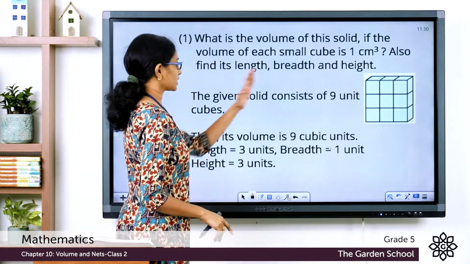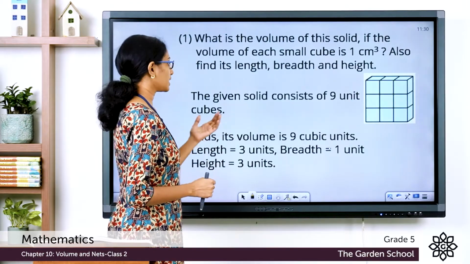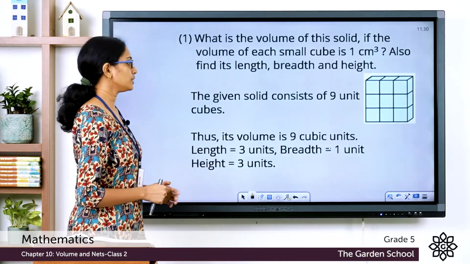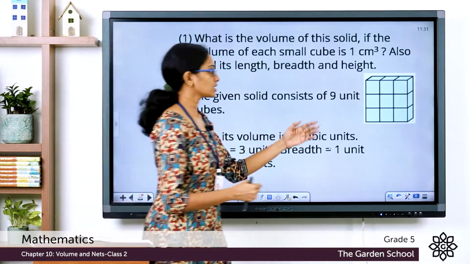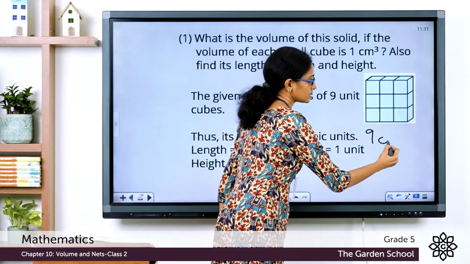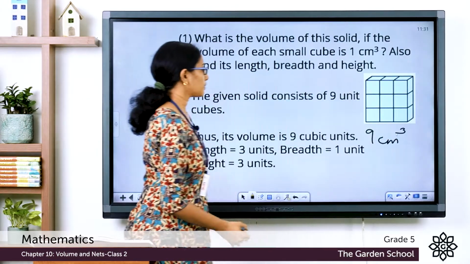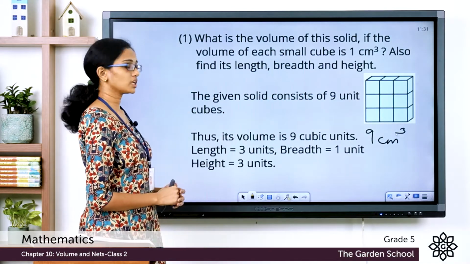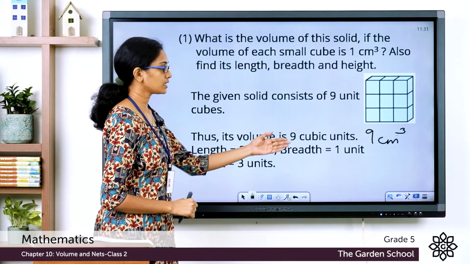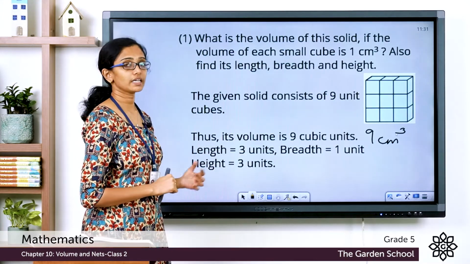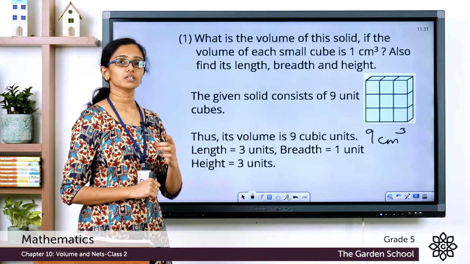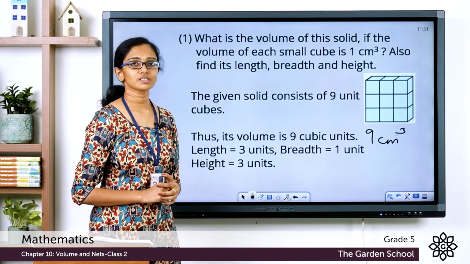So, the given solid consists of 9 unit cubes and hence the volume will be 9 cubic units. And since here it is centimeter given, the volume here will be 9 centimeter cube. And what about the length? The length is equal to 3 units or 3 centimeters. Breadth is equal to 1 unit or 1 centimeter. And the height is equal to 3 units or 3 centimeters. Hope this is clear to you.